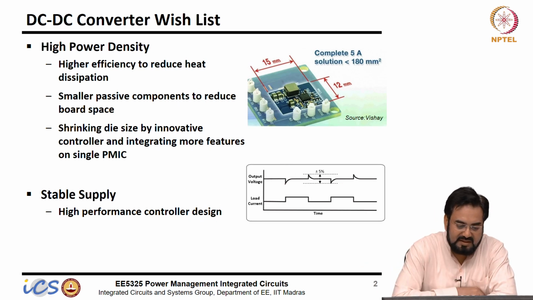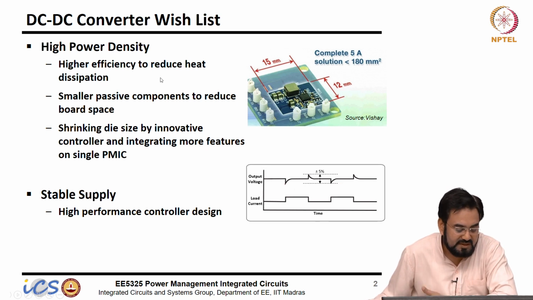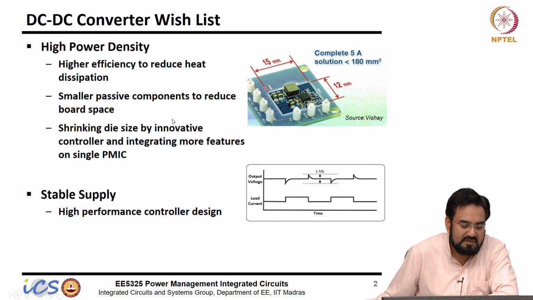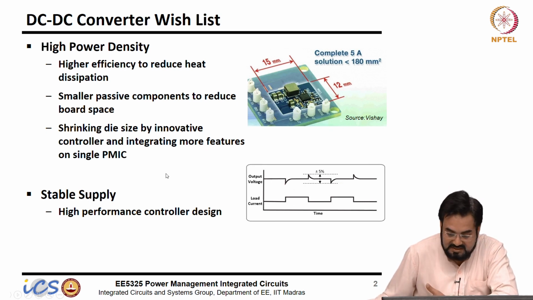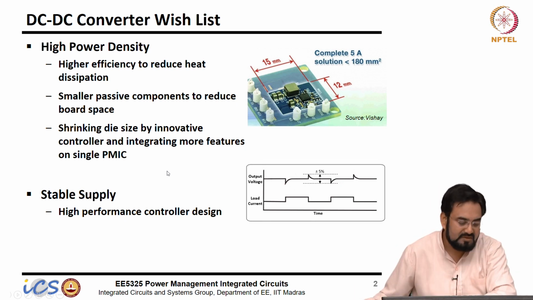So for any regulators, what are the requirements? Obviously, high power density, which means higher efficiency due to reduced heat dissipation. Whenever you are looking for high power density, one thing is important: you have to achieve very high efficiency, because when efficiency is poor, it's very difficult to achieve higher power density. And sometimes it may even require heat sinks, which will increase the size of your module.